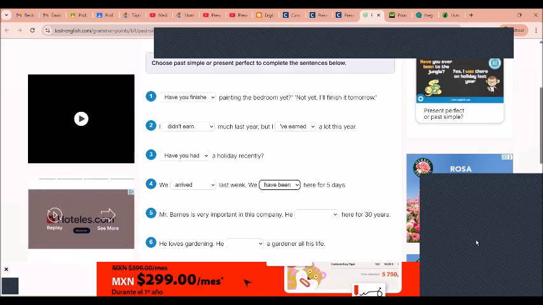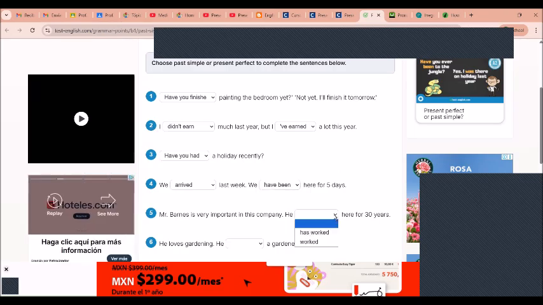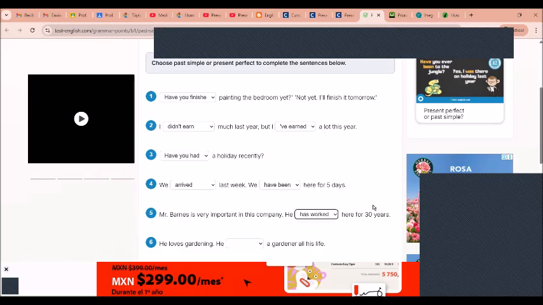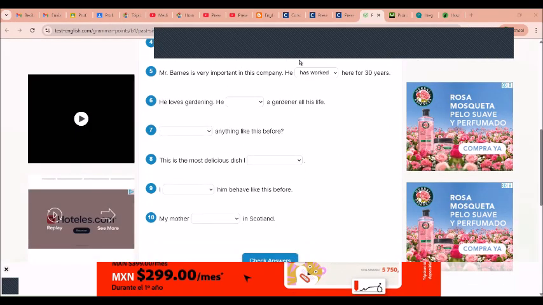Let me go a little quicker. Shanti, let's grab this one, number 5. Yes, Bernes is very important in this company. He has worked here for 30 years. 30 years. All right, good. Let me keep going.